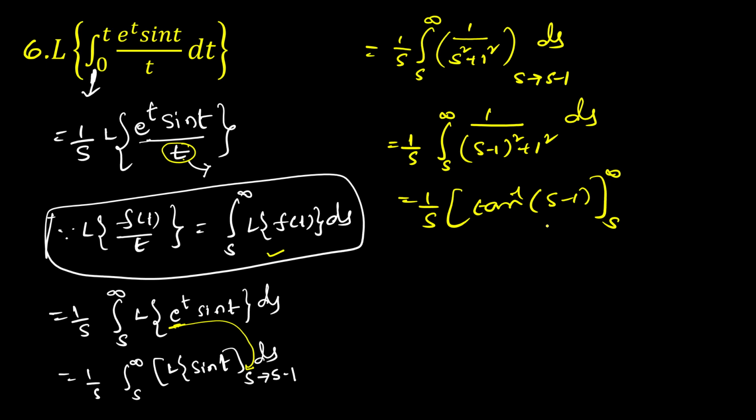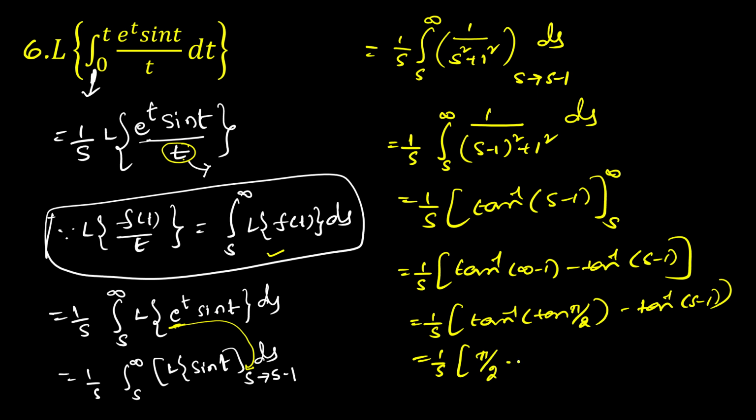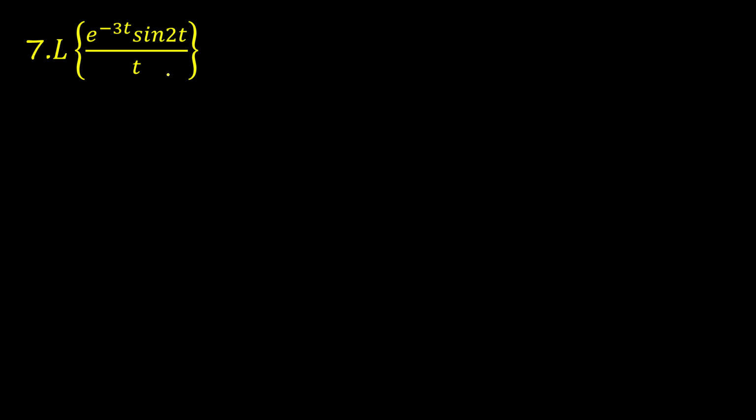So s to infinity. So 1 by s of tan inverse of infinity minus 1 minus tan inverse of s minus 1. So 1 by s tan inverse of infinity minus 1, tan inverse of infinity. So tan 90, tan 90 is what? Infinity minus tan inverse of s minus 1. So we get 1 by s of pi by 2 minus tan inverse of s minus 1. So this one can be written as 1 by s into cot inverse of s minus 1. Otherwise you can leave it here itself. So like that, now you can find out this one.